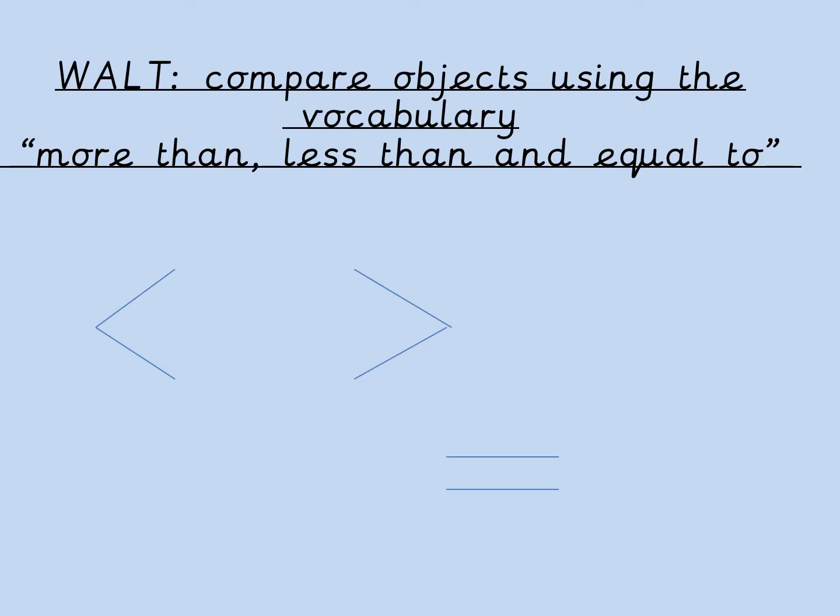We're going to be learning to compare objects using the vocabulary more than, less than and equal to. And you can see the symbols on your screen now which represent more than, less than and equal to. You can also say greater than. As the week goes on, the lessons are going to get progressively harder, and I'm going to try and mix it up with some games as well, just so that we're all at the same level and we're filling in any gaps.